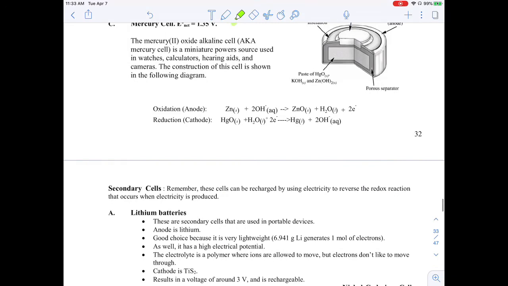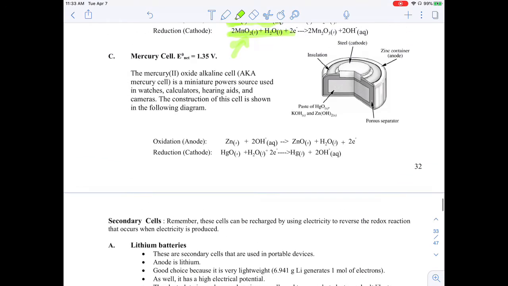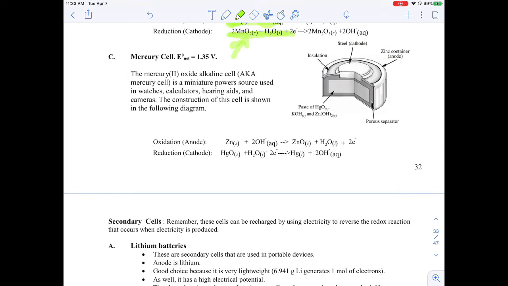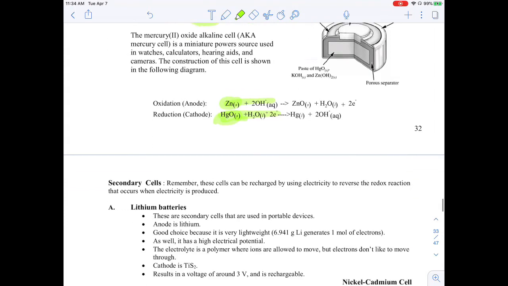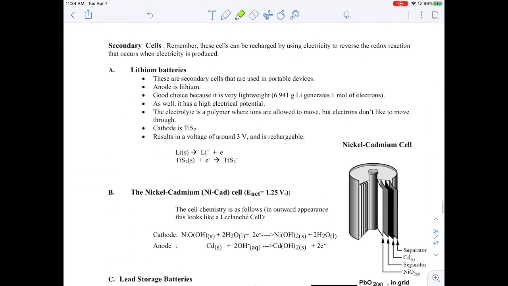A mercury cell is just another kind of design, and in this case, it's got a zinc container, and it's got a paste of mercury(II) oxide, and the mercury(II) oxide with water react, and the zinc and hydroxide react to produce this voltage that's here. All of these primary cells are going to be single use, then throw away, well, hopefully recycle, and they'll recover those chemicals and try to make them useful again and not go into the landfill.